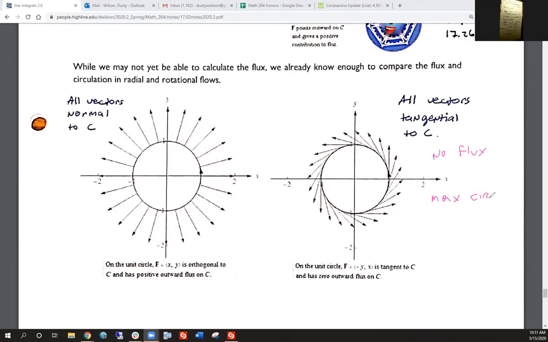And circulation would be the same as a special kind of work, if you will. Here you would have no work or circulation, and you would have max flux. That make sense? Very good.